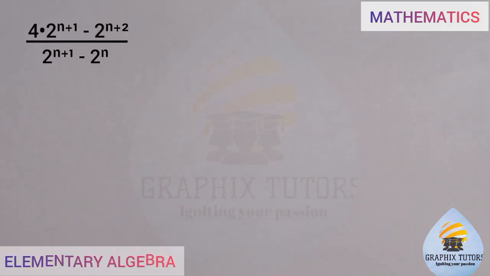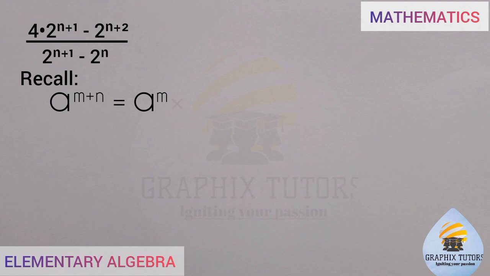Now, there's a law in indices that says, recall, whenever you have a base, let's say a raised to the power of m plus n, it will give us a to the power of m multiplied by a to the power of what? n. That is one of the laws.